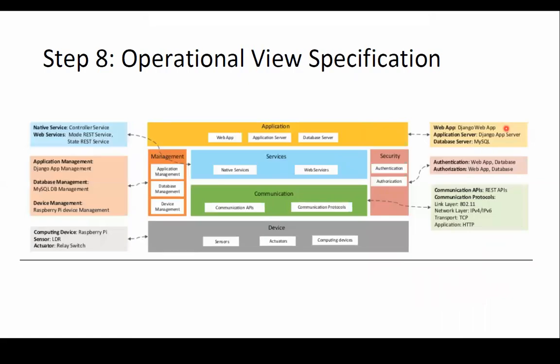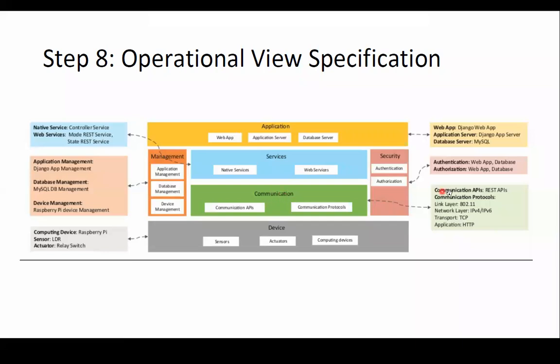This is operational view specification, which covers various operations, which communication protocols, which web application server or which database is going to be used, and which kind of authentication and authorization is used. That is a part of your security system. Here the web application server and data server are the part of your application. So Django can be used as the server, and a MySQL database is used for your home automation application.